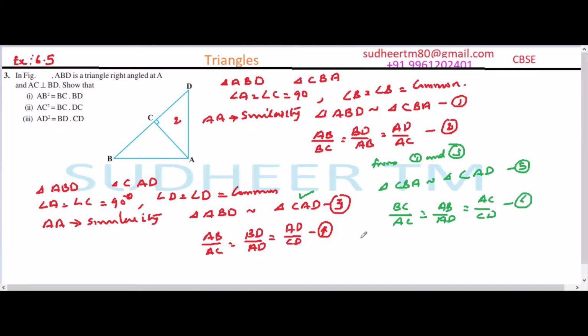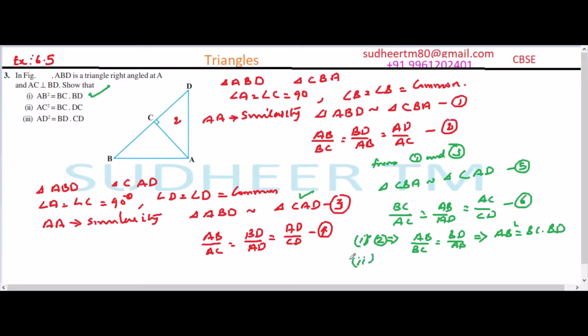Okay, now let us get the solutions to what is asked, after all these 6 equations. First, we need to show that AB square is equal to BC into BD. For that, we consider equation 2, equating the first two: AB by BC equal to BD by AB. On cross multiplying, we get AB square is equal to BC into BD. So the first one is very simply proved.